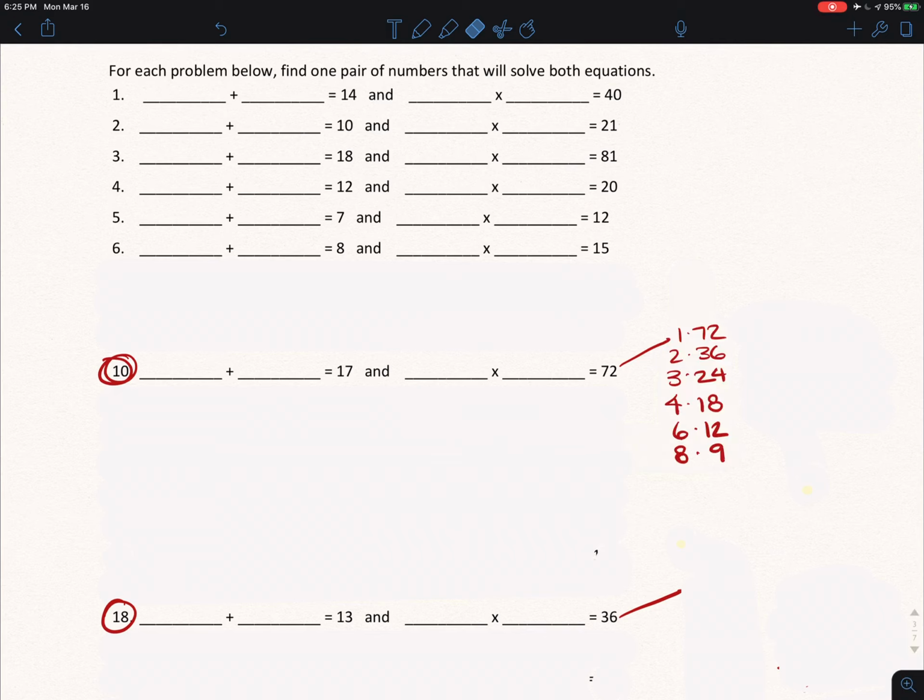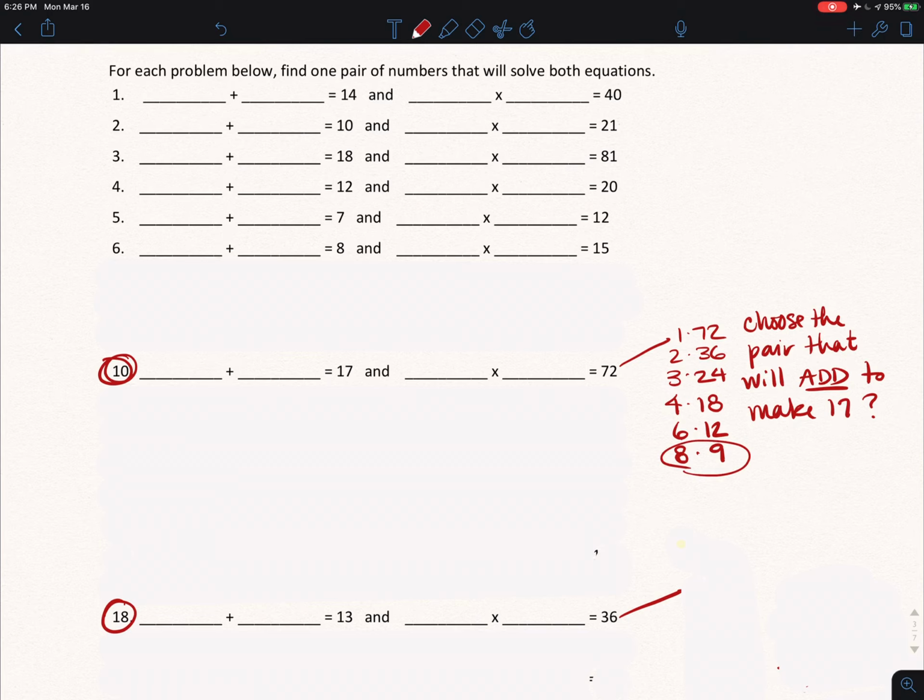There's 6 pairs of factors that could give you the number 72. And so then the next question that you're going to ask yourself is which of these pairs will add, so now we're going over to the second piece of this, which of these pairs will add to give you the number 17? Hopefully you can see here that there's only one pair of numbers that will give you the number 17, and that's going to be the 8 and the 9.